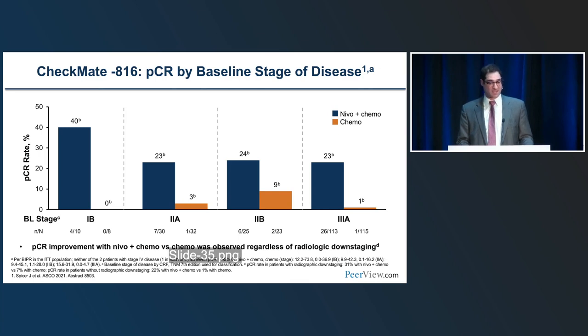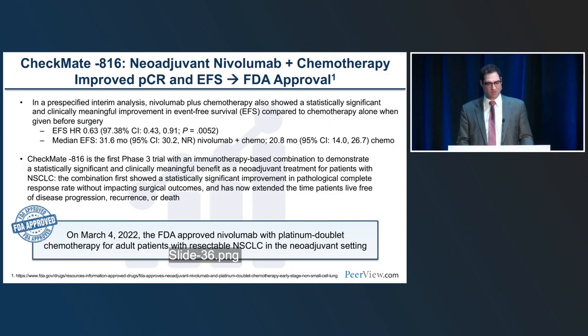Broken down by stage, you could also see a dramatic difference with the addition of nivolumab to chemotherapy in pathologic CR rates compared to chemotherapy alone: 40% for 1B, and in the mid-20s for 2A to stage 3A, as mentioned, much less for chemotherapy alone. And what's really exciting now is, does this translate to a survival benefit? Does this translate to an event-free survival benefit, preventing the cancer from coming back? And the answer is yes.